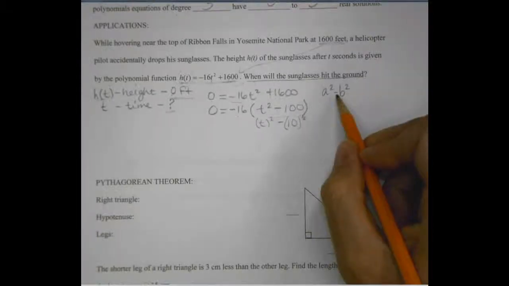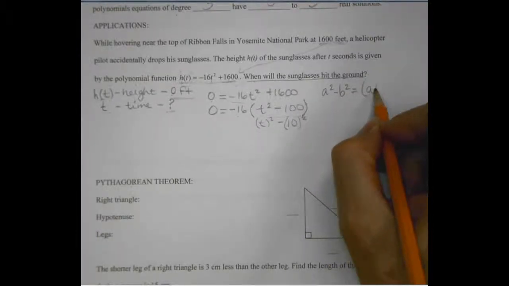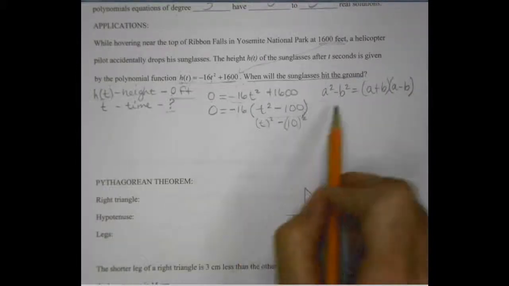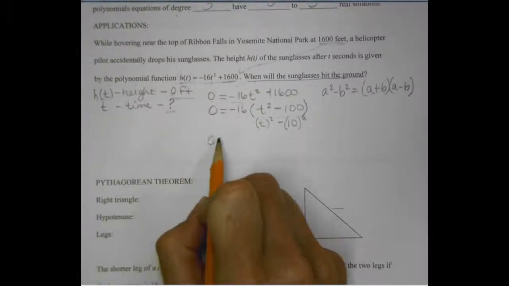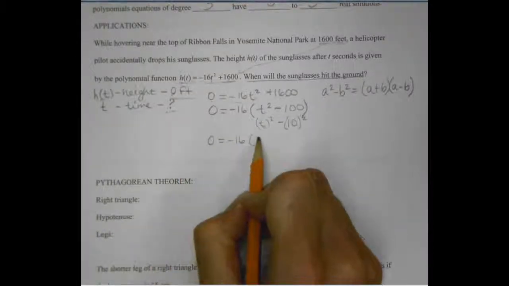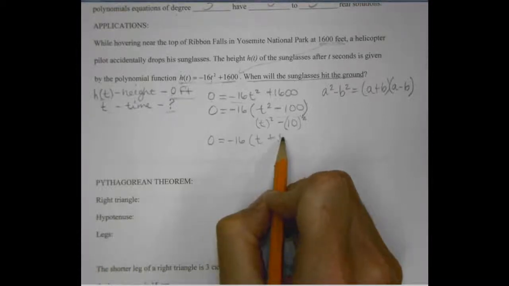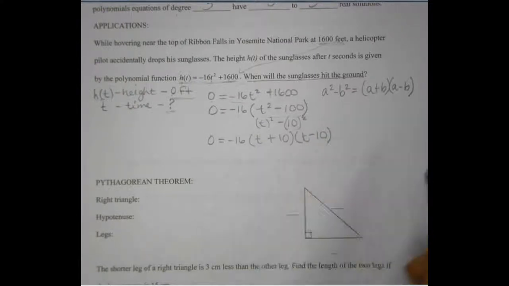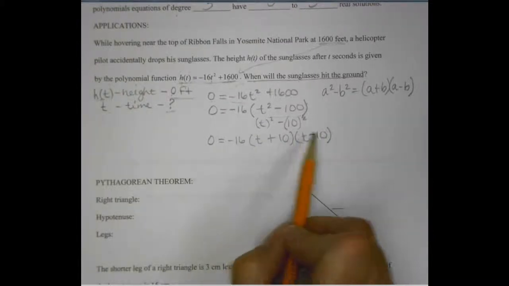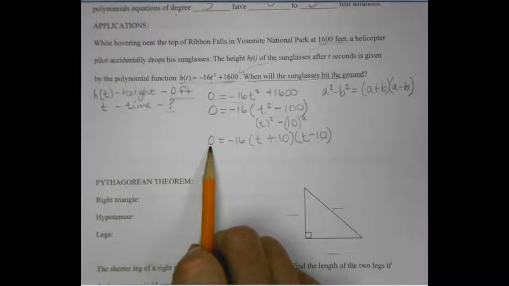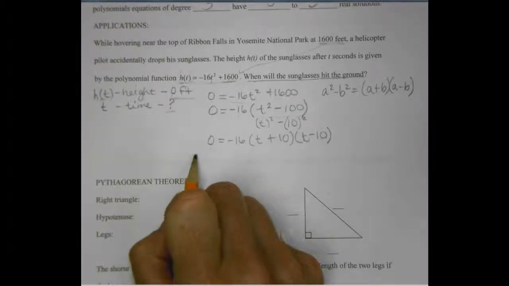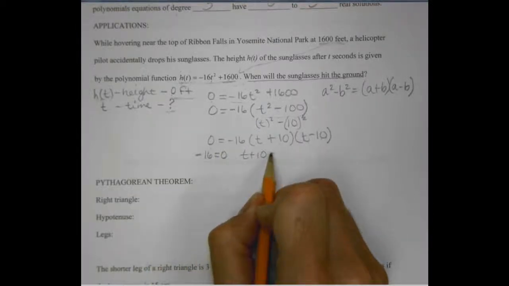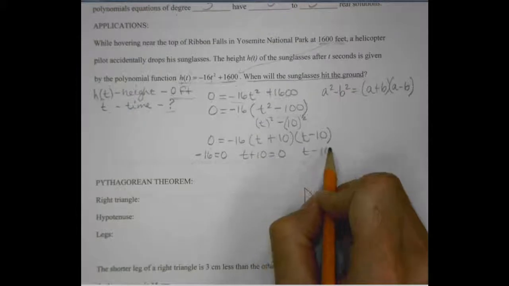if I have a difference of squares, I can write it as a plus b times the quantity a minus b. Now using that for this problem, if I'm factoring, I have negative 16, and it'll be t plus 10 times the quantity t minus 10. Now I have 3 factors multiplied, set equal to 0, so I can set each of those factors to 0. Negative 16 equals 0, t plus 10 equals 0, and t minus 10 equals 0.